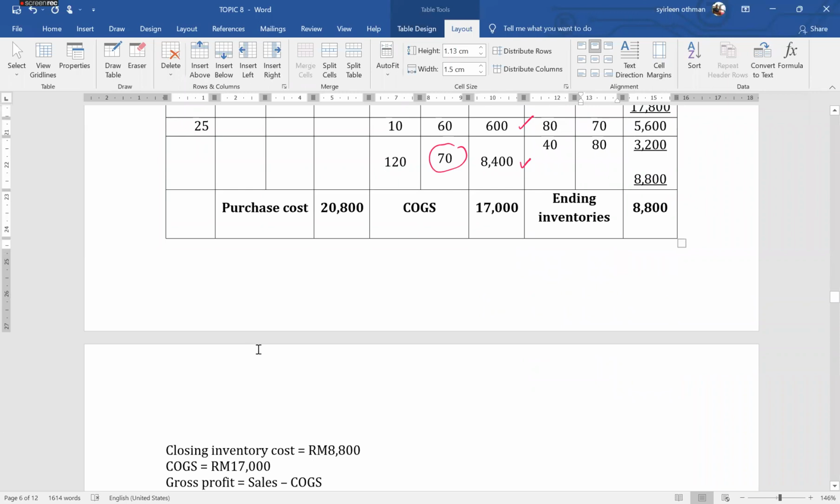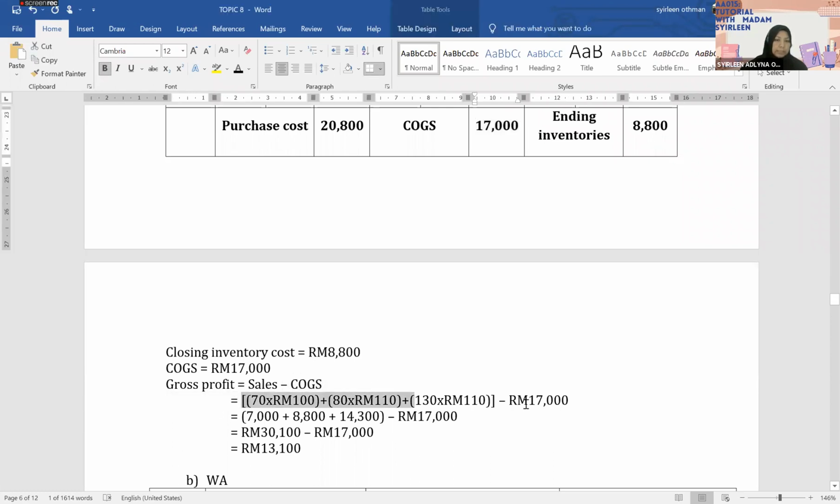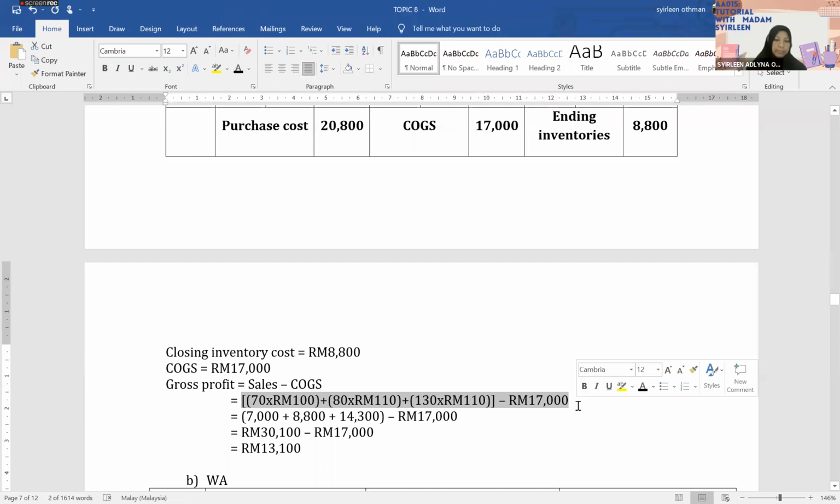So, ending inventory ataupun closing is 8,800 taken from the table. COGS 17,000 pun ambil dari table. Okay, kecuali gross awak kena kira, gross kena kira. Sebab dalam table ni tak dikira lagi. So, I kena tunjuk berapa yang saya jual. So, my sales tadi kalau ikut soalan will be 70 times 100, 80 times 110.